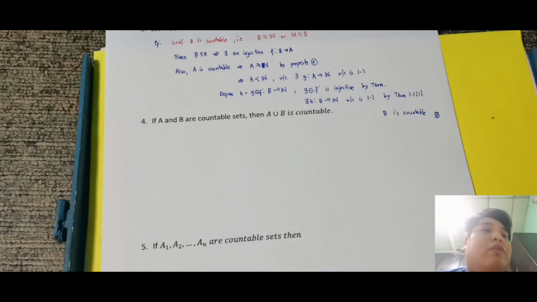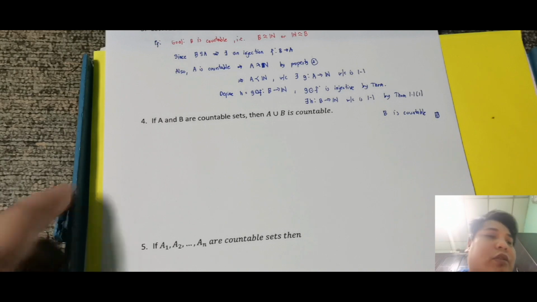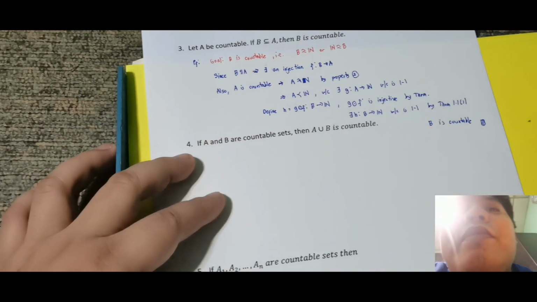So number 4: if A and B are countable sets, then A union B is countable. What can we do here? I am aware that A and B are countable. So this is the proof.